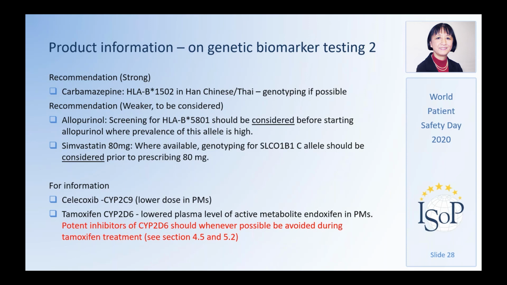There are also occasions when the labeling is for information only, where it's not possible to give a specific detailed recommendation for patient selection or for dose. In the case of tamoxifen, although it's not possible to dose patients according to genotype, it does contain very clear information, saying that potent inhibitors of 2D6 should, whenever possible, be avoided during tamoxifen treatment.